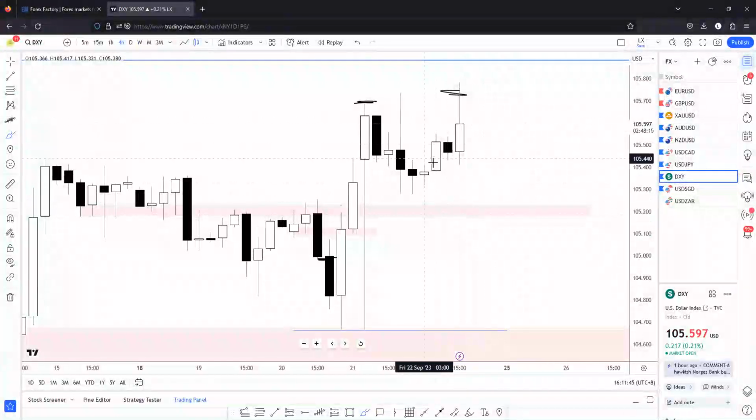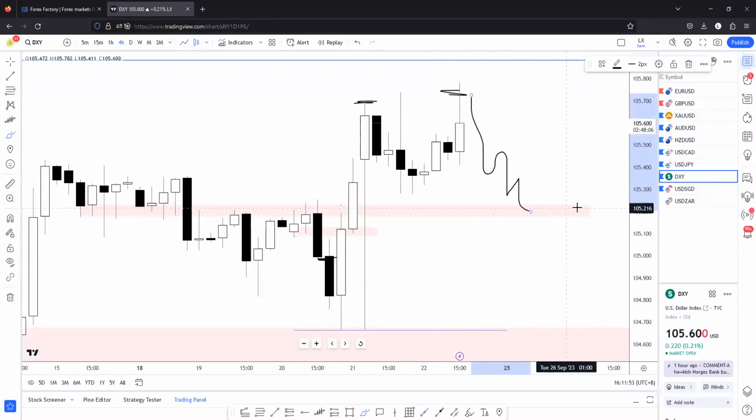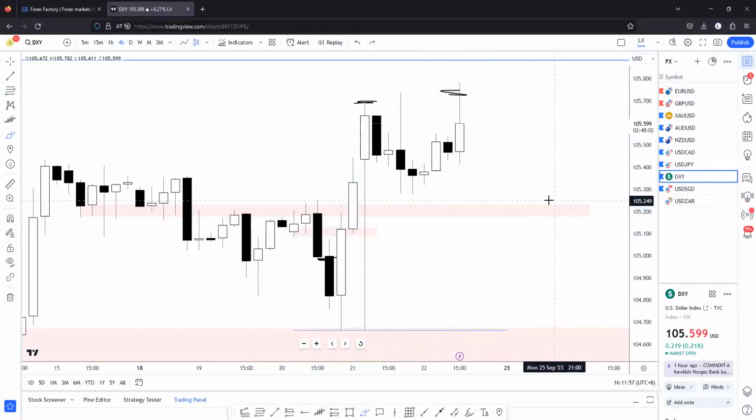There's a potential for movement to the upside. So as always, if price does pull back into this region, you'll be seeing bearish structure, lower lows and lower highs. Any sign of respect of this region, right? We're seeing that change in market structure for continuation to the upside. Okay, so that's on dollar index.